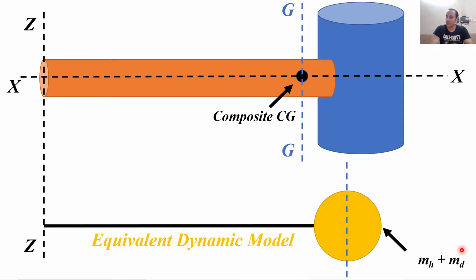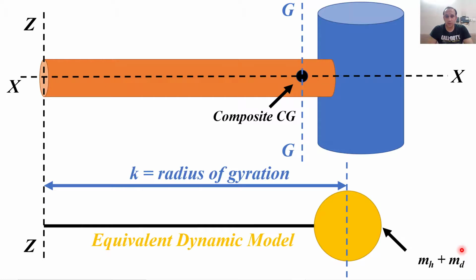Initially, we validated the dynamic model, and we said that the mass of the actual system and the mass of the dynamic equivalent should be equal to each other, the mass moment should also be equal, and the CG location should be the same. What else do we have? Another parameter is introduced, K, which is known as the radius of gyration.